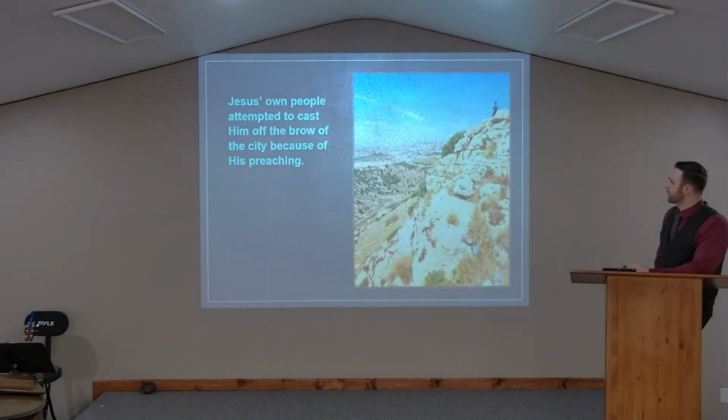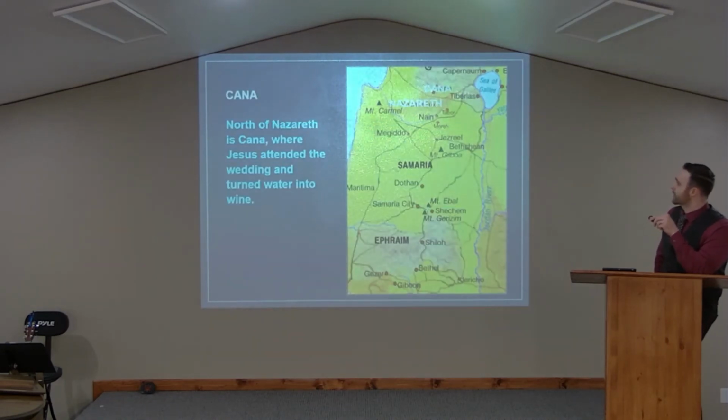If you guys remember, his own people tried to throw him down, and this is the hill where they would have done it. It's a cliff. It's quite steep because of his preaching. Up north of that is Cana. That's where Jesus turned water into wine, did his first miracle.